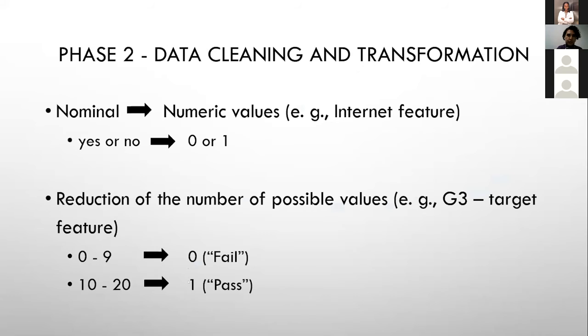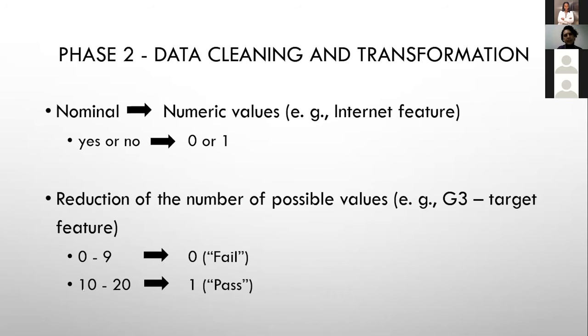For phase 2, basically data cleaning and transformation. I brought just some examples, but we transform nominal to numerical values, like internet: yes or no, we change to 0 or 1. And we also reduced the number of possible values, like G3, which is the target feature, that means pass or fail in the class.